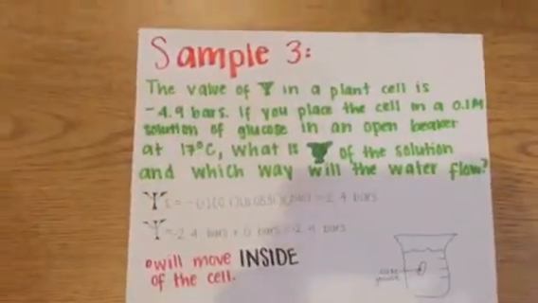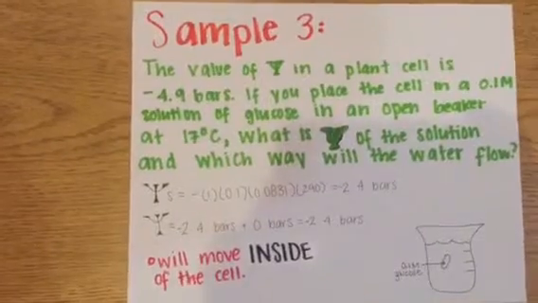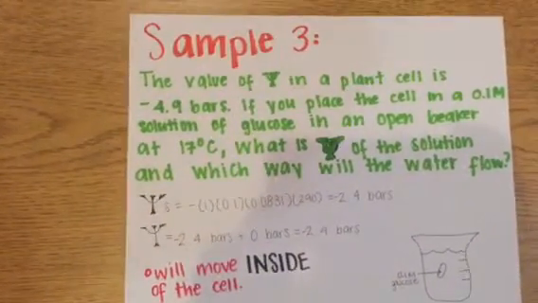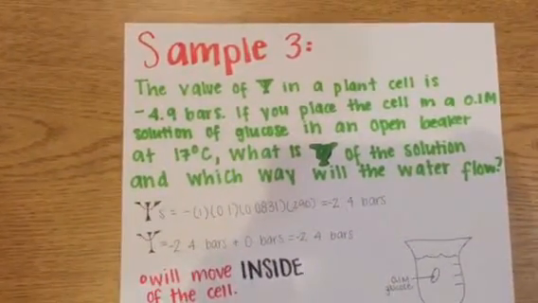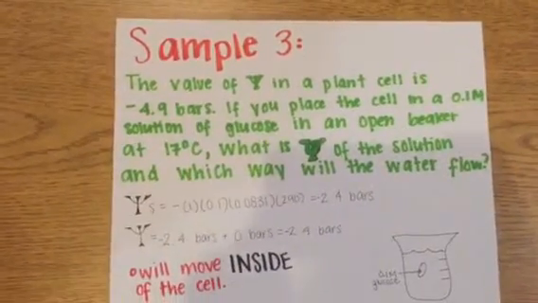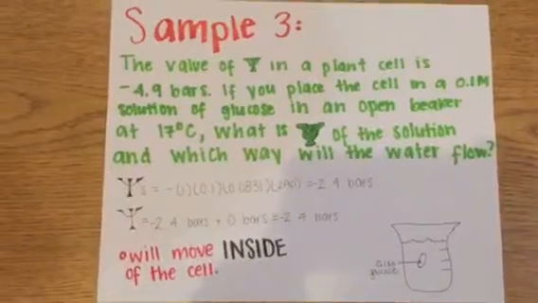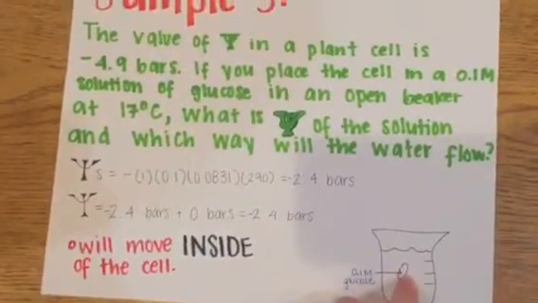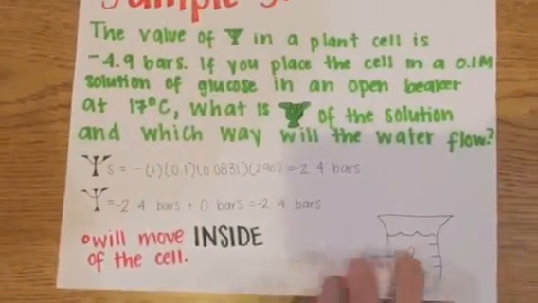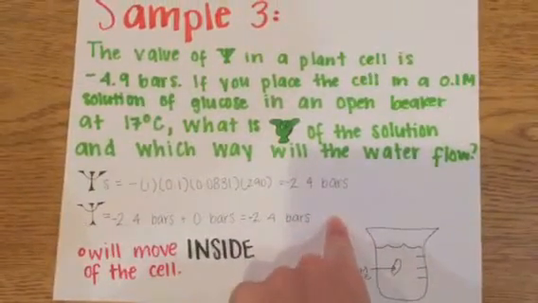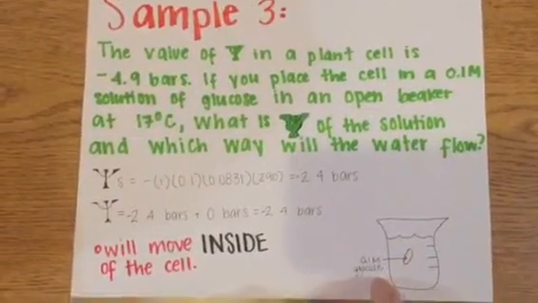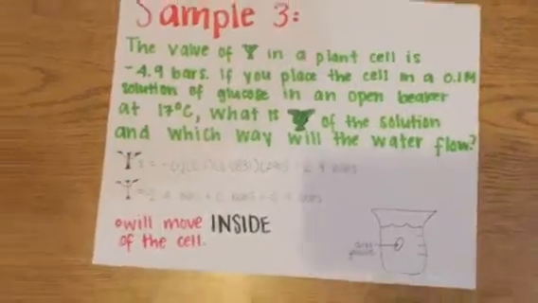For sample 3, the value of psi in a plant is negative 4.9 bars. If you place the cell in a 0.1 mole solution of glucose in an open beaker at 17 degrees Celsius, what is psi of the solution, and which way will the water flow? So again, you have the cell inside of an open beaker, and here's the math. So it shows that it will move from a high to low concentration, so water will move inside of the cell.